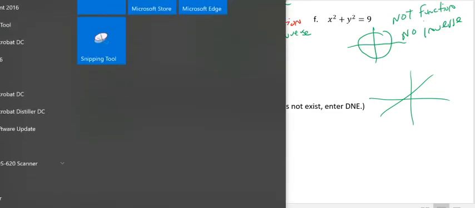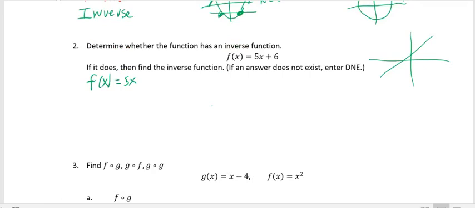The first thing that I like to do is write down the problem. And then your first step when you're finding the inverse is to change f of x to y. That's your first step. Okay. And then your second step is we're going to switch the x and the y. So instead of y here, I'm going to write x is equal to 5y plus 6. So we just switch them.